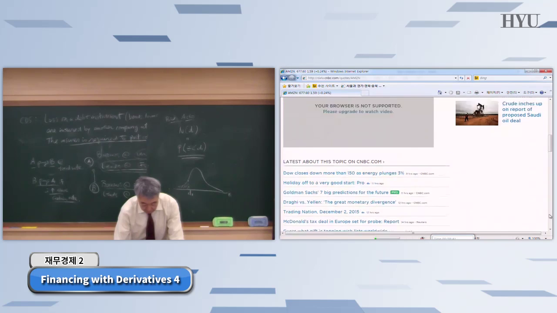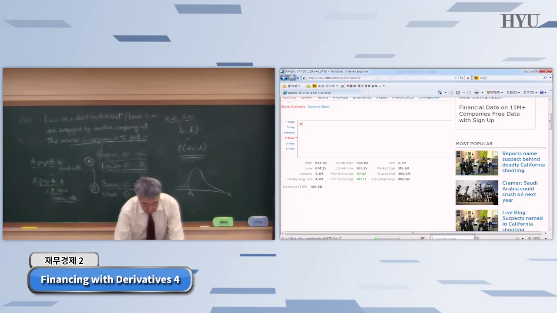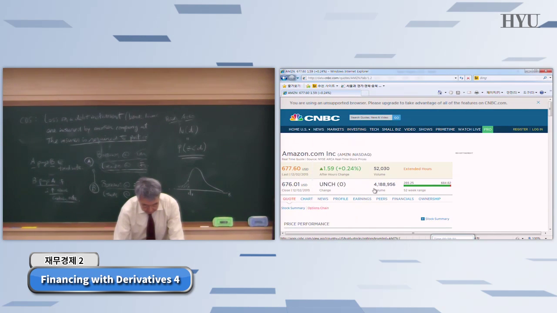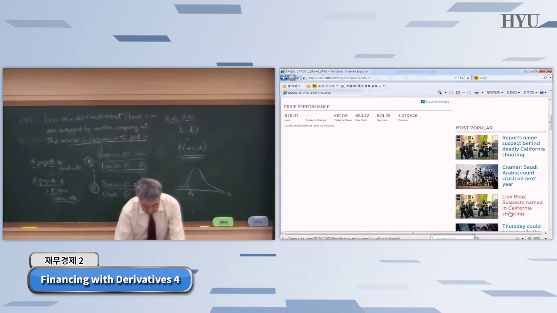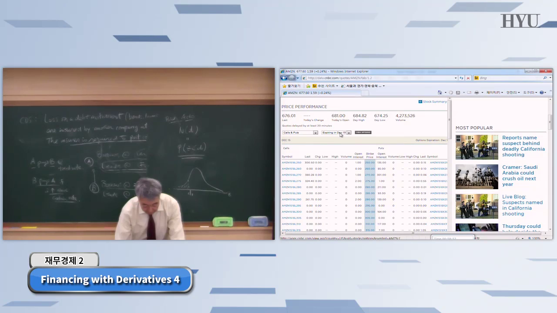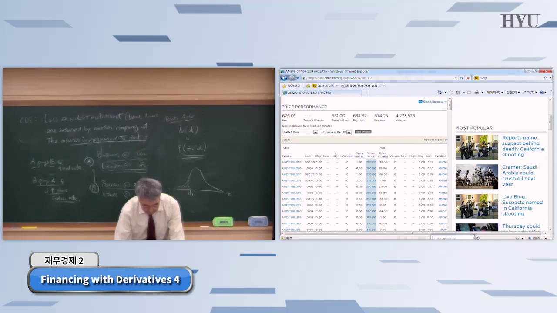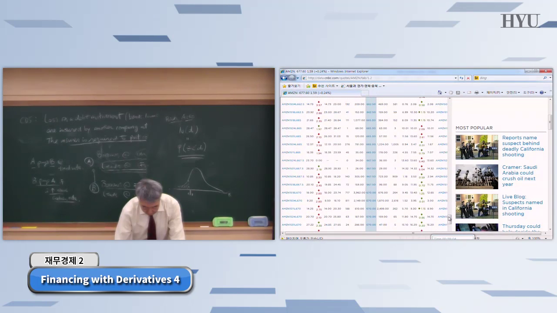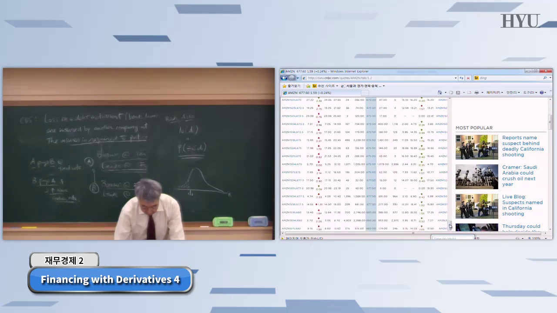Where is the option chain? Go to the options chain. Select the December option. It's already selected here. Okay? And go down to close to 677. Go down to 677 around here, right? Something that's close to it, right? And check out the price, right?